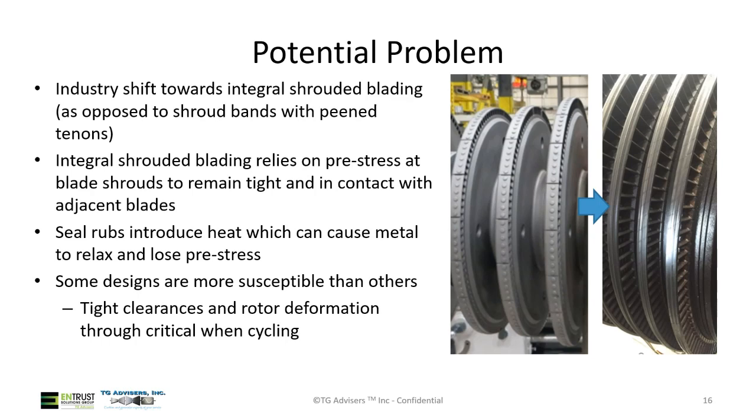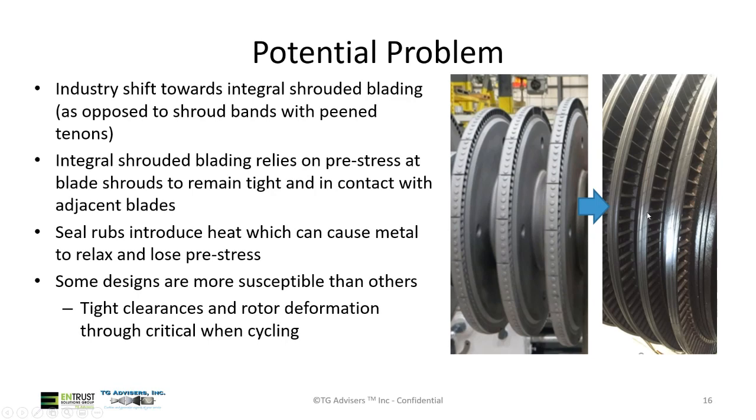So the blading relies on pre-stress. These blades are pre-twisted to maintain contact. When they run up to speed, the blades pull outward centrifugally, and the pre-stress allows them to maintain contact at speed.